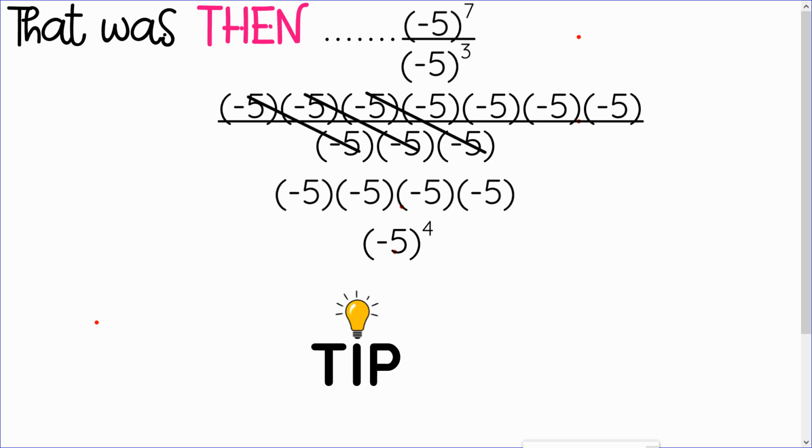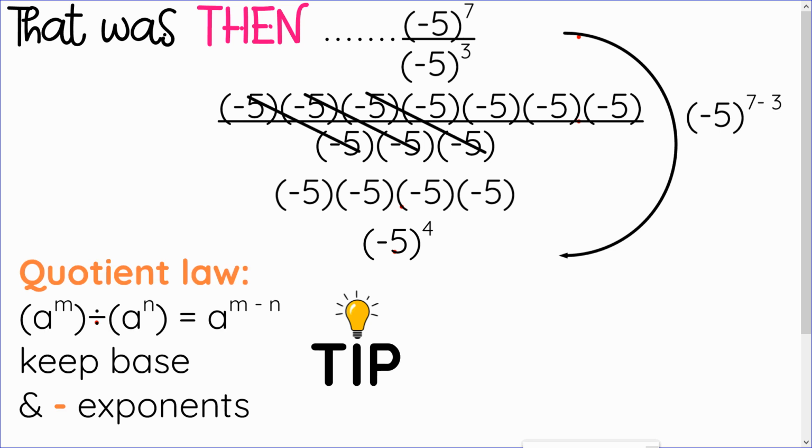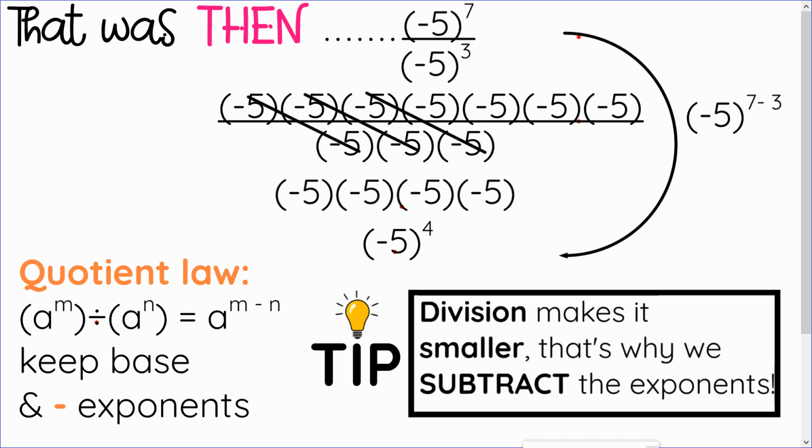Notice how I keep my base in brackets because I want to emphasize the base is negative 5, not the whole power. So how do I go from start to finish? Well, simply keep the base the same and subtract the exponents. This is the quotient law. So quotient law says when we're dividing powers with the same base, keep the base the same and subtract the exponents. Well, it's called quotient law because we're dividing, and division tends to make things smaller. That's why we subtract the exponents.